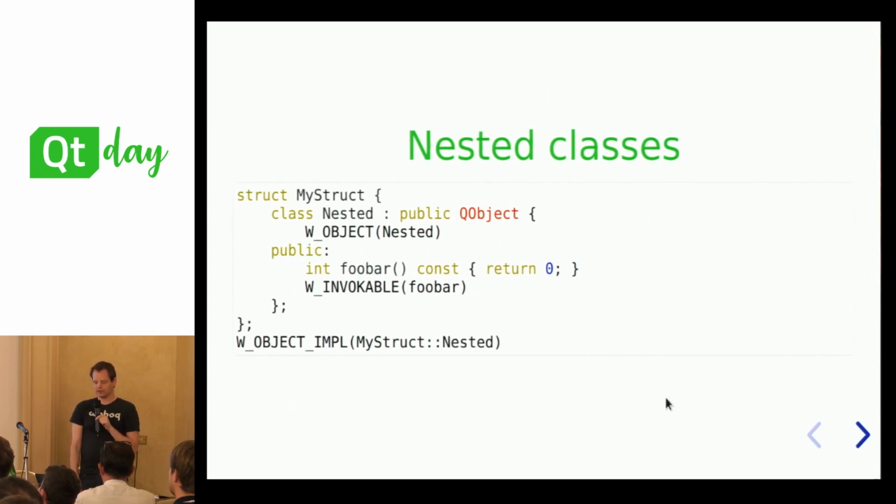You can also have nested classes. It's another small feature which moc won't allow. It works fine with Verdigris.